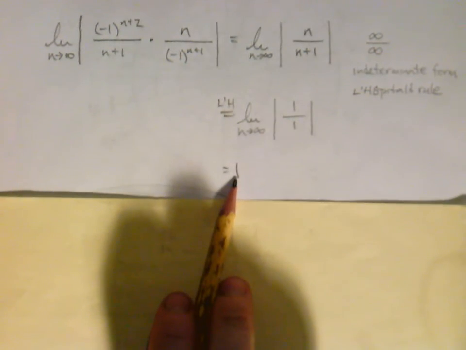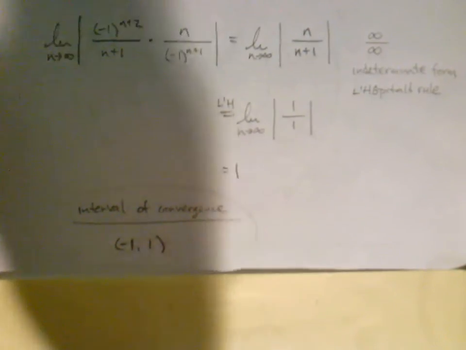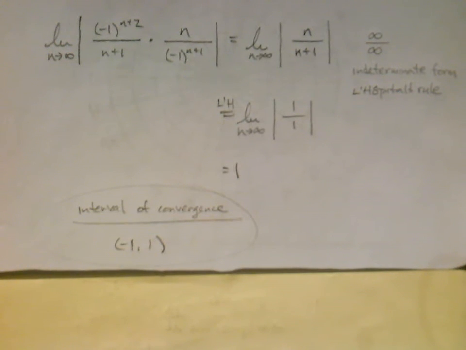And again, we got a positive finite answer. So we would take the reciprocal. Well, the reciprocal of 1 is still 1. So our interval of convergence here is from -1 to 1. Pretty cool.